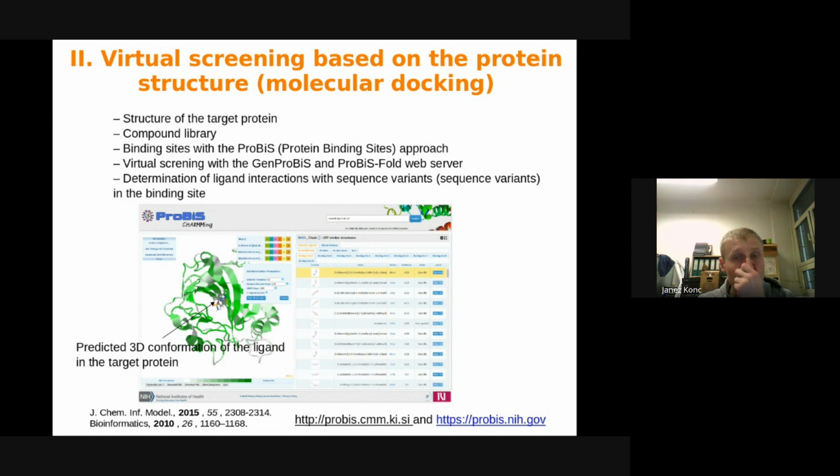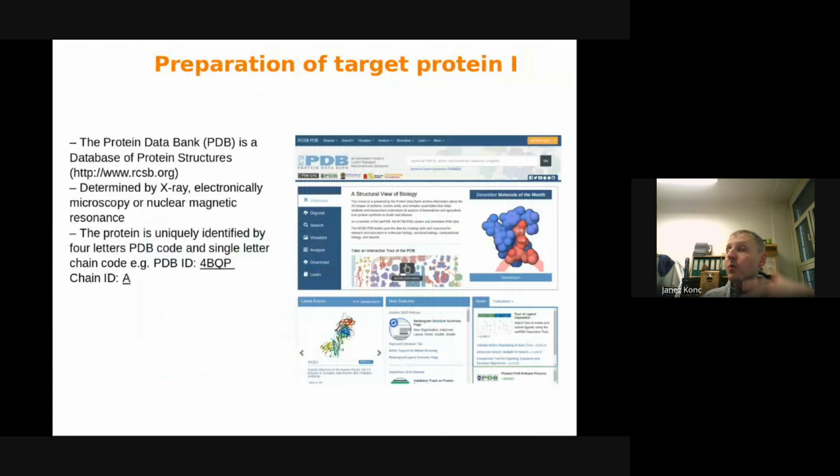We are going to see what sequence variants and binding sites are in just a few slides further, so I'm not going to go into details now. So what are we going to need for this recipe? These are all like recipes, like cooking recipes.